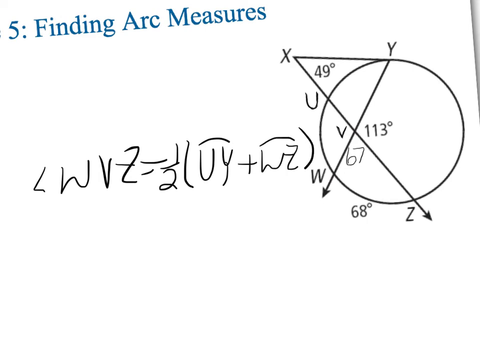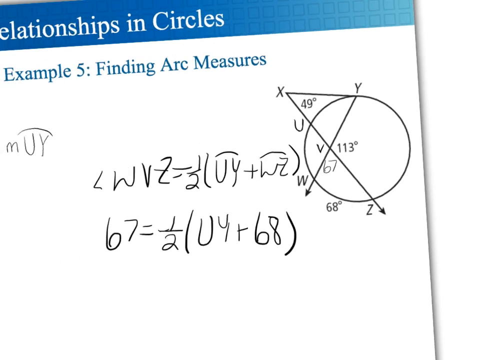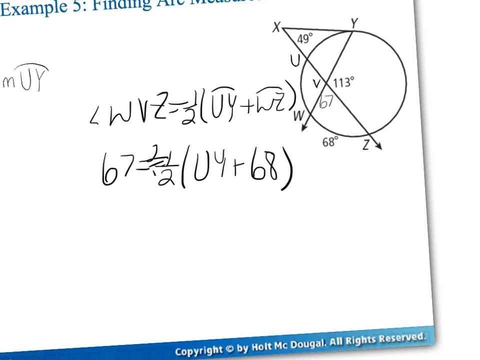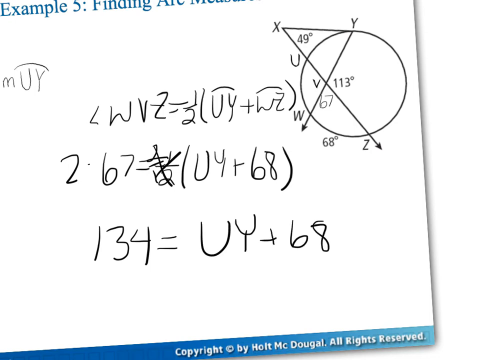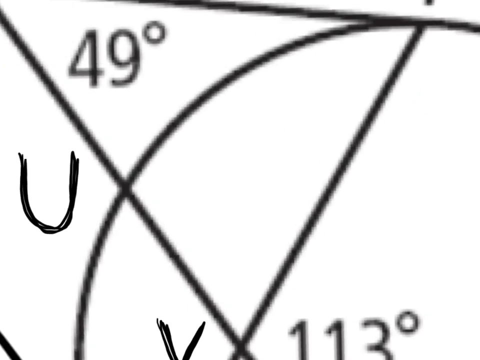Well, angle WVZ is 67. UY, I don't know. I want to try to find that out. And WZ was 68. All right, so now I'm going to solve for this. I'm going to multiply both sides by 2 to get rid of this guy. This becomes 134 over here. Now I'm going to subtract 68, and so arc UY becomes 66. All right, so let me zoom back in and add this information.